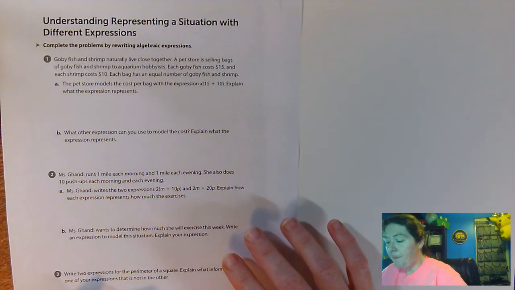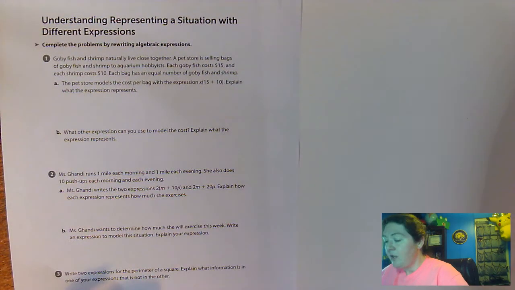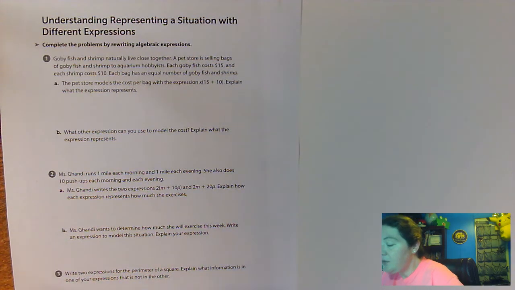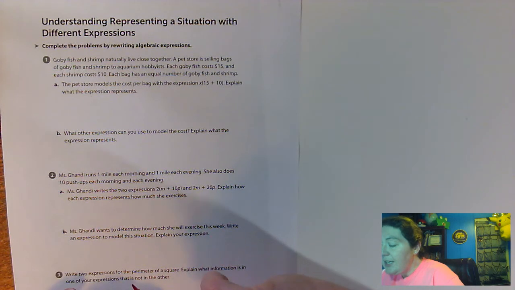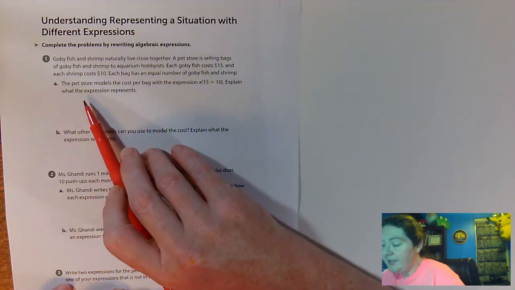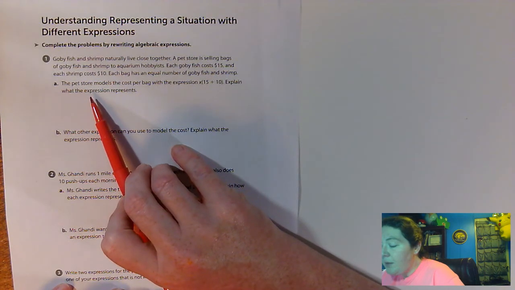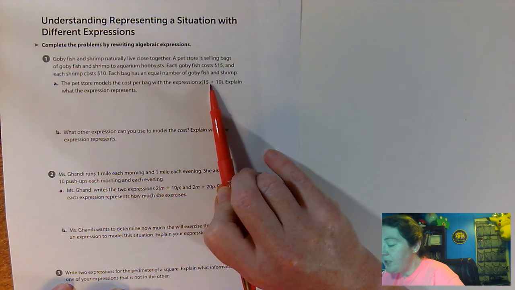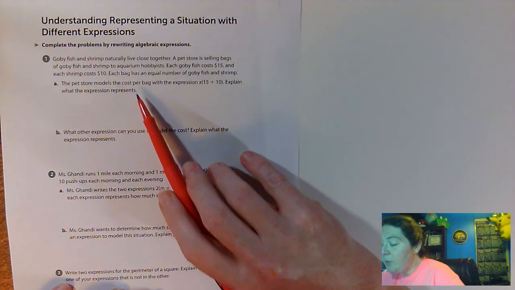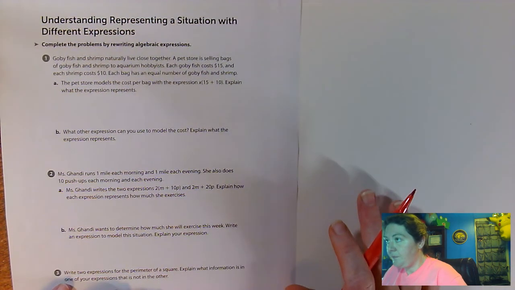So here we go. Number 1 says, goby fish and shrimp naturally live close together. A pet store is selling bags of goby fish and shrimp to aquarium hobbyists. Each goby fish costs $15 and each shrimp costs $10. Each bag has an equal number of goby fish and shrimp. Part A says, the pet store models the cost per bag with the expression X times (15 plus 10). Explain what this expression represents.